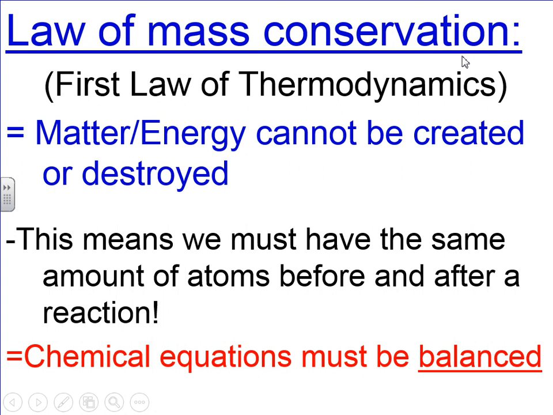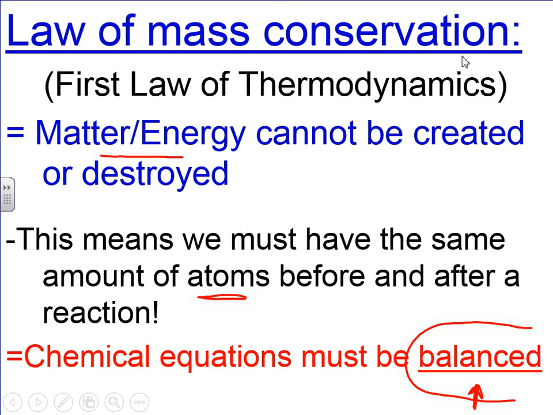Now, let's recall also the law of mass conservation. This is the first law of thermodynamics that we brought up when we talked first about chemical and physical changes. And this law says that the matter and energy of a system cannot be created or destroyed. What this means is that we have to have the same amount of matter, and matter is composed of atoms, before and after a reaction. So we cannot gain or lose any matter, which means we can't destroy or create any atoms. What this means for us is that our chemical equations must be balanced. So today's lesson will actually be about balancing chemical equations.